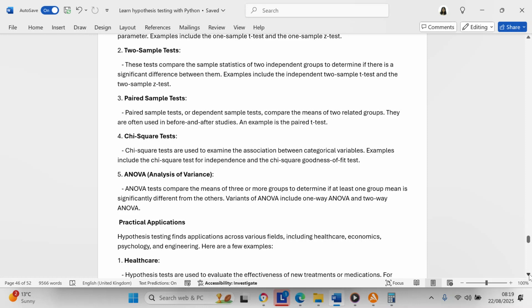And then you have the paired sample test. Paired sample tests, or dependent sample tests, compare the means of two related groups. They are often used in before and after studies. An example is the paired t-test.